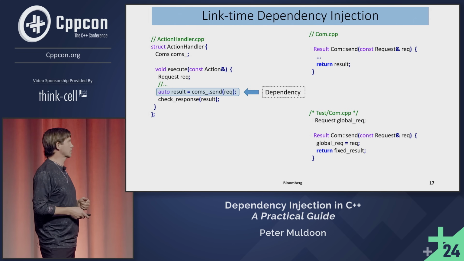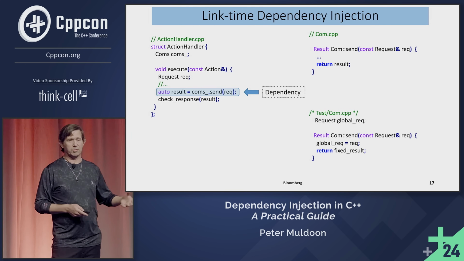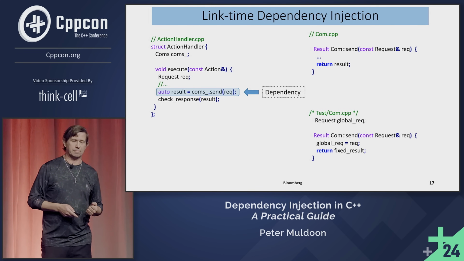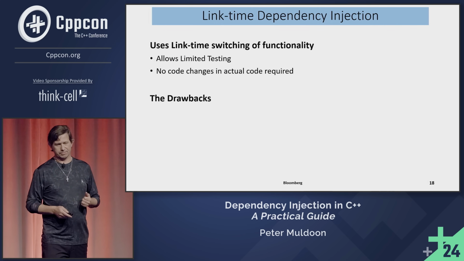I just want to capture the request. I capture it here in some external global variable. All right, and now in my test, I can check what the request looked like. So what are the drawbacks of doing this?